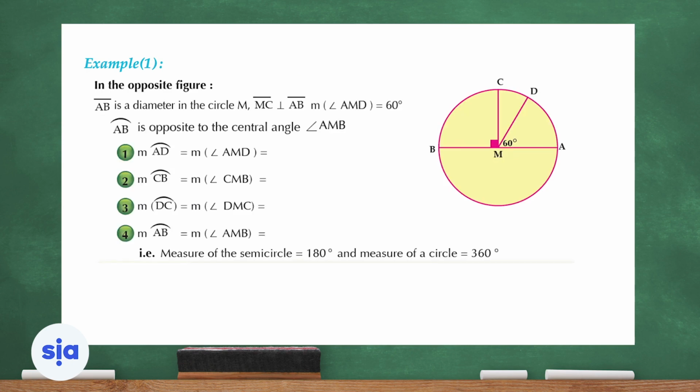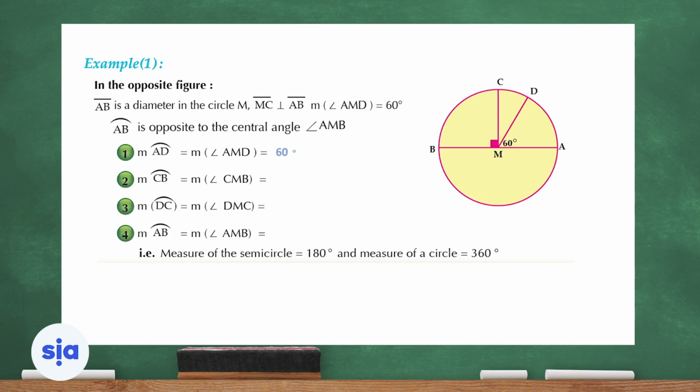In this example 1, in the opposite figure, AB is a diameter in the circle M. MC is perpendicular to AB. And the measure of angle AMD is equal to 60 degrees. The question is asking you to find the measure of arc AD. Exactly, it will be the measure of angle AMD, which is given as, yes, excellent, 60 degrees.